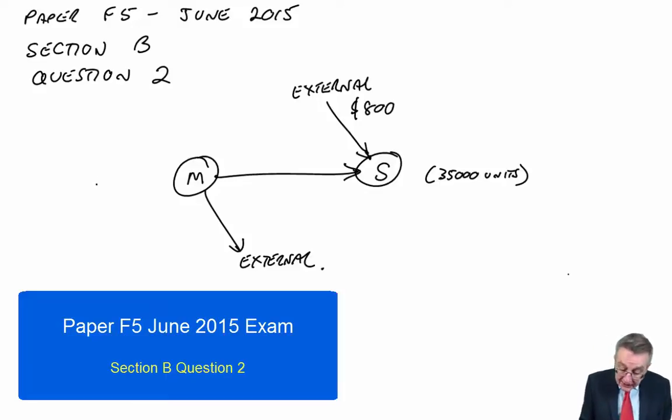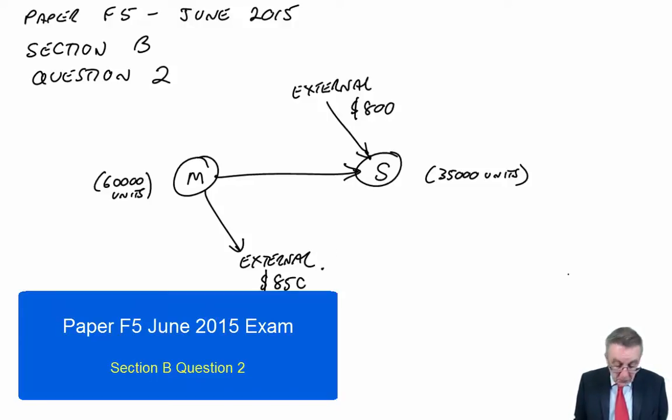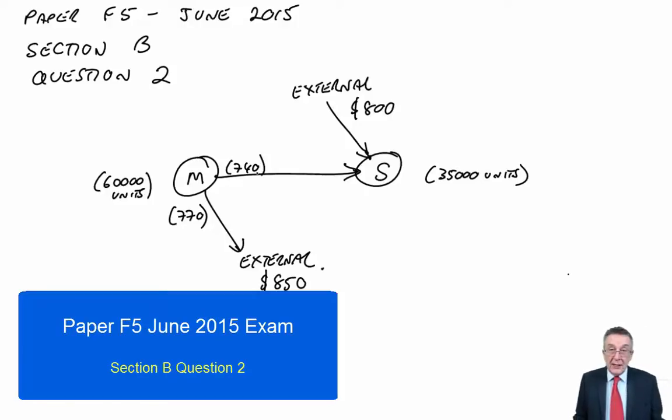Division M has capacity to produce 60,000 units, and they're budgeting on selling 60,000. The selling price per unit for external sales is $850, and the variable or marginal cost for external sales is $770. So if they sell externally, they're making a contribution of what? 80, the difference. The variable cost per unit for motors sold to S is $30 a unit lower due to cost savings on distribution and packaging. So if they sell externally, the marginal cost is $770. If they sell to the other division, the cost will only be $740.